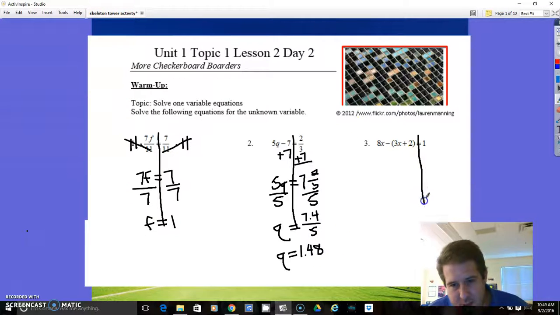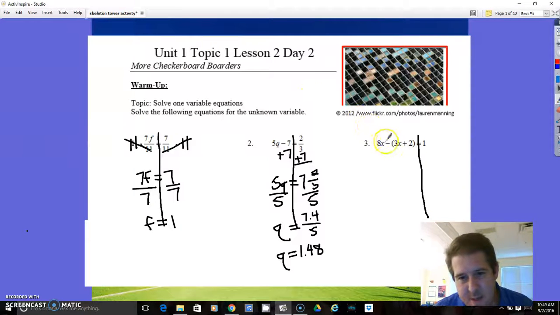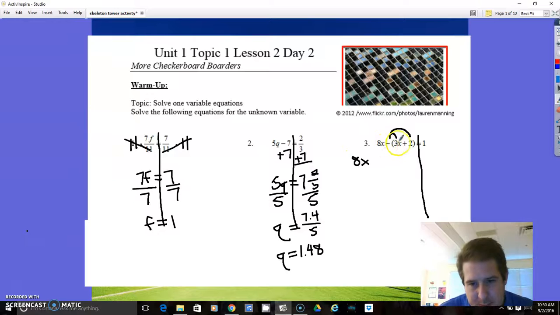Alright, over here we've got distributive property. This is a highly missed question, I tell you, because people forget that the minus sign has to be distributed. The 8x is all by itself. Minus 3x, minus 2.